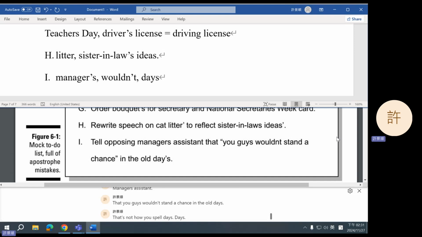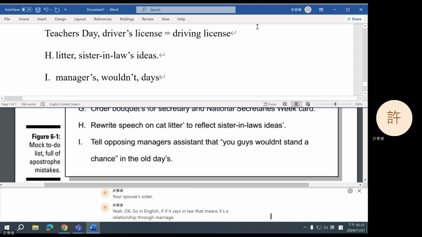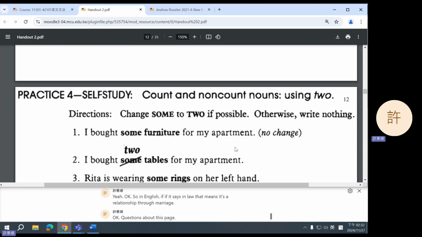Should I explain the word sister-in-law? Sister-in-law is your spouse's sister. 你结婚对象的姐妹，所以中文叫什么？妯娌吗？Yeah, okay. So in English, if it says in-law, that means it's a relationship through marriage. Okay, questions about this page? Okay, what do we have next?